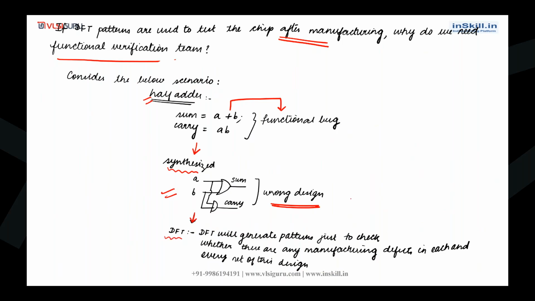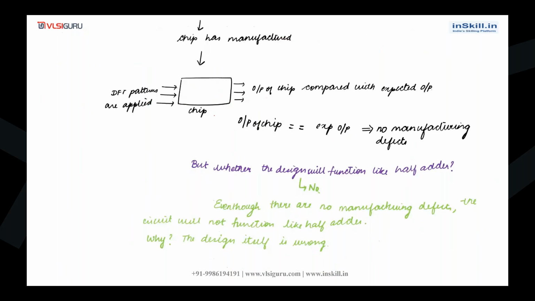The DFT team will generate patterns just to check whether there are any manufacturing defects in each and every net of this design. Okay, so now what has happened? The chip has got manufactured, and now the DFT patterns are applied, and then we take the output of the chip.